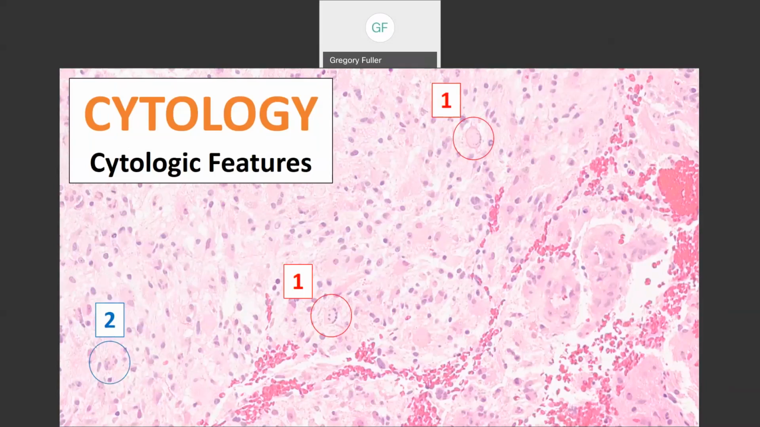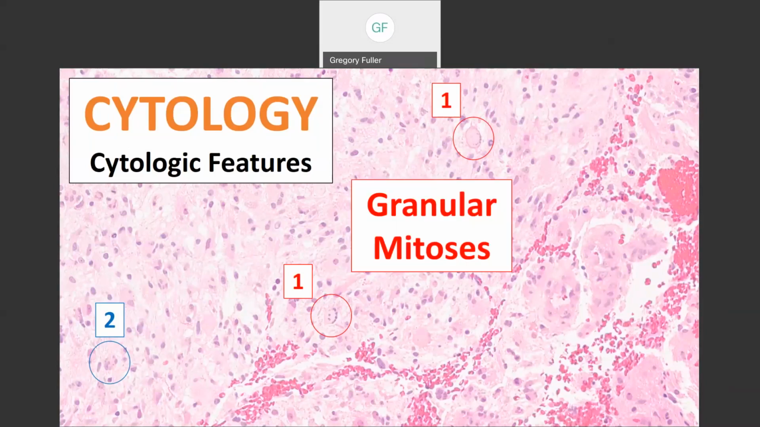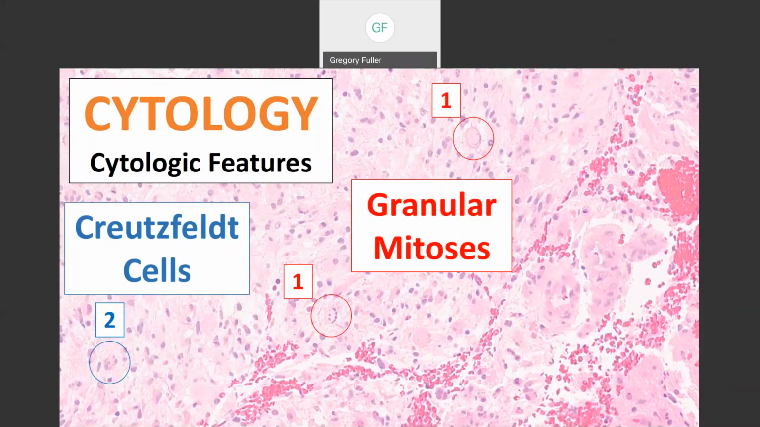This is what I wanted you to see. There are 2 cells labeled 1 and another cell labeled 2. Look at those cells. See all the tiny dots in the cells labeled 1, and then they're a little bit bigger and more irregular in 2. The tiny dots are granular mitoses, and the big thing is Creutzfeldt astrocytes. Now, these are buzz terms for demyelinating disease, particularly all demyelinating diseases, including progressive multifocal leukoencephalopathy and monophasic demyelinating disease, etc. Creutzfeldt cells, also called Creutzfeldt astrocytes.